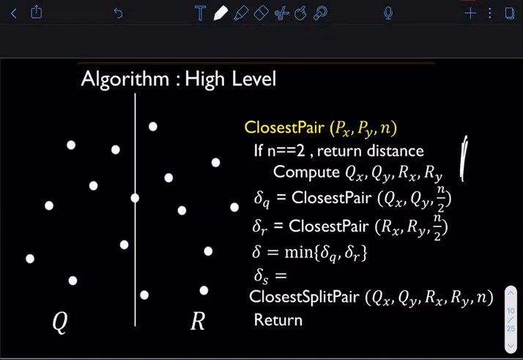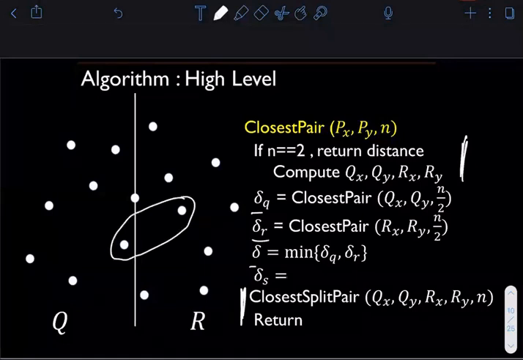Now, how about the recursion? Just like we said, delta q is going to be the closest pair on the left, delta r is going to be the closest pair on the right. Now let us define this quantity delta, which is the minimum of these two quantities. Finally, what we compute is the closest split pair, and remember the definition of a split pair: it's a pair such that one point is on the left and the other point is on the right. Suppose I call that delta S.